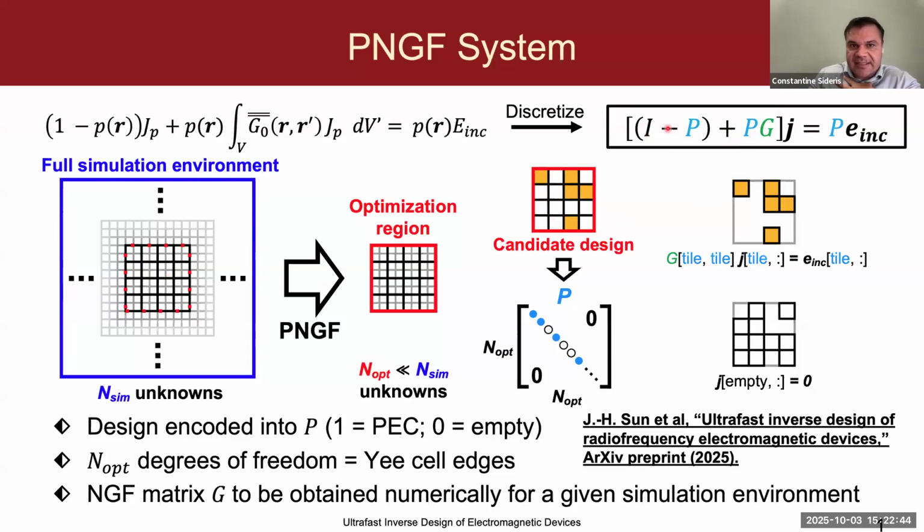This is just the identity matrix. And this P matrix is a diagonal matrix of ones and zeros, where a 1 corresponds to a piece of metal being present, and a 0 corresponds to it being open. So essentially, if I have a particular configuration, that allows me to map this configuration to my diagonal P matrix. Then I solve the system for the J's. And once I have the J's, I've solved the problem.